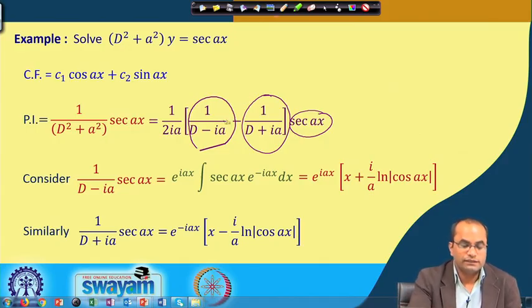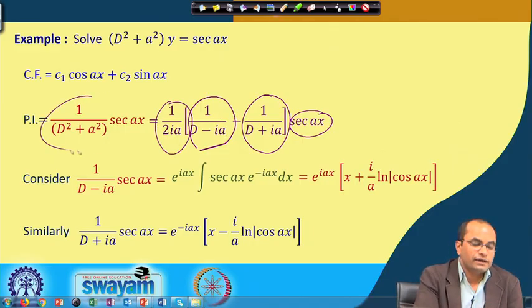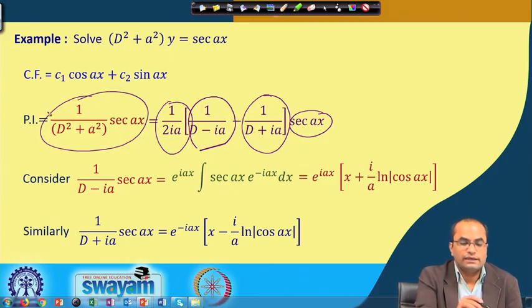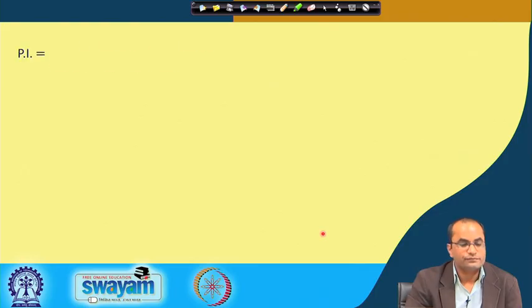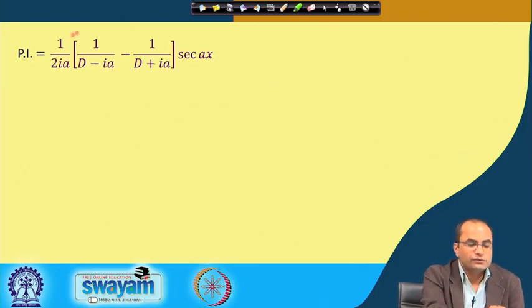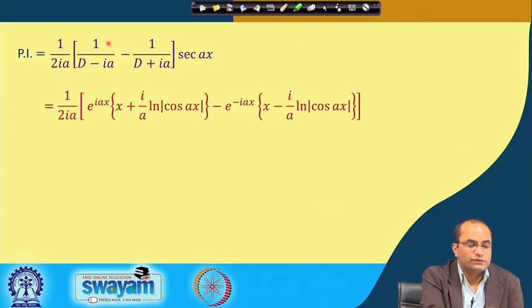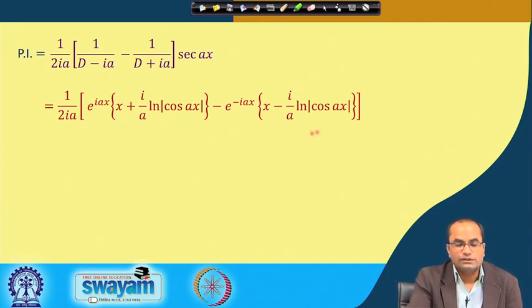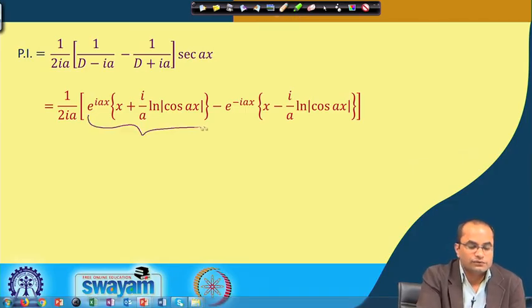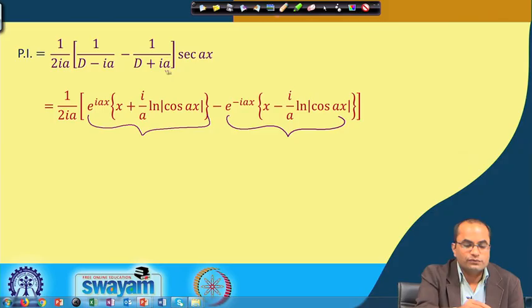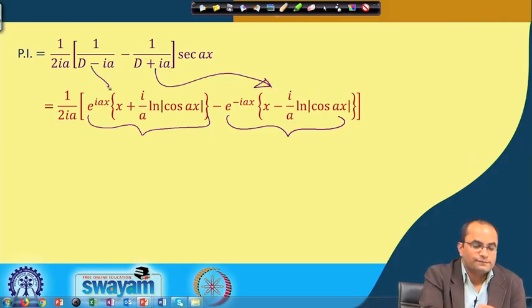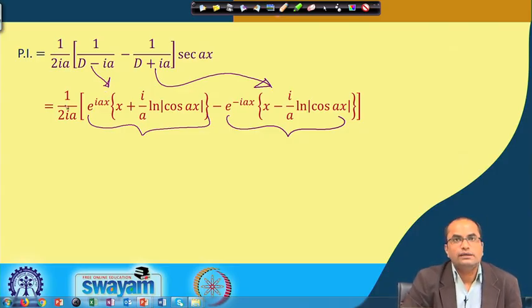So, we can get this difference now and multiply by 1 over 2ia to get the value of 1 over d square plus a square on sec ax. That is what we will do now. So, for this particular integral which was given here, we can now substitute the value of 1 over d minus ia operated on sec ax, which was given here, and then minus sign with 1 over d plus ia, which is written here. This corresponds to 1 over d minus ia, and this corresponds to the second one, 1 over d plus ia, and this factor remains as it is, 1 over 2ia.